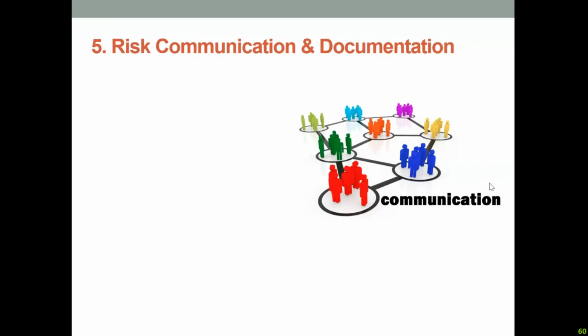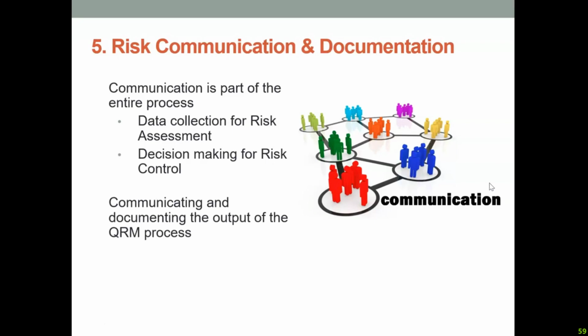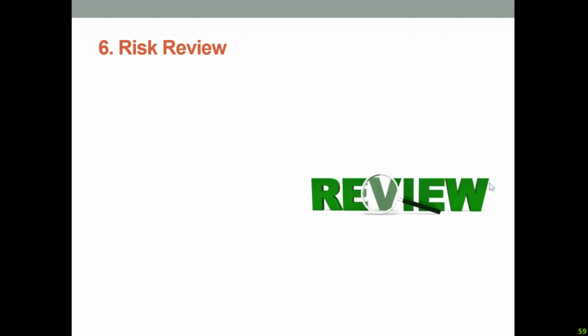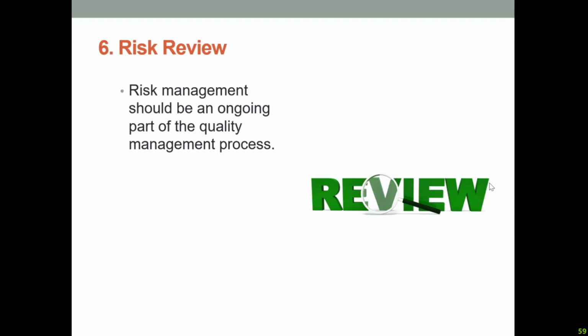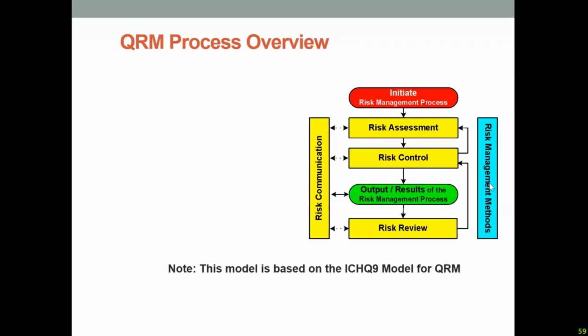Number 5 is your communication and your documentation. Communication is part of the entire process, in our data collection for risk assessment and during our decision making for risk assessment. Communicating and documenting the output of a QRM process is really important, and we need to do that for all our stakeholders and for use in other businesses or work processes if there is a knock-on impact. Risk review is an important part of the process. Risk management should be an ongoing part of the quality management process and would feed into your quality management systems on a site. A mechanism to review or monitor events should be implemented.